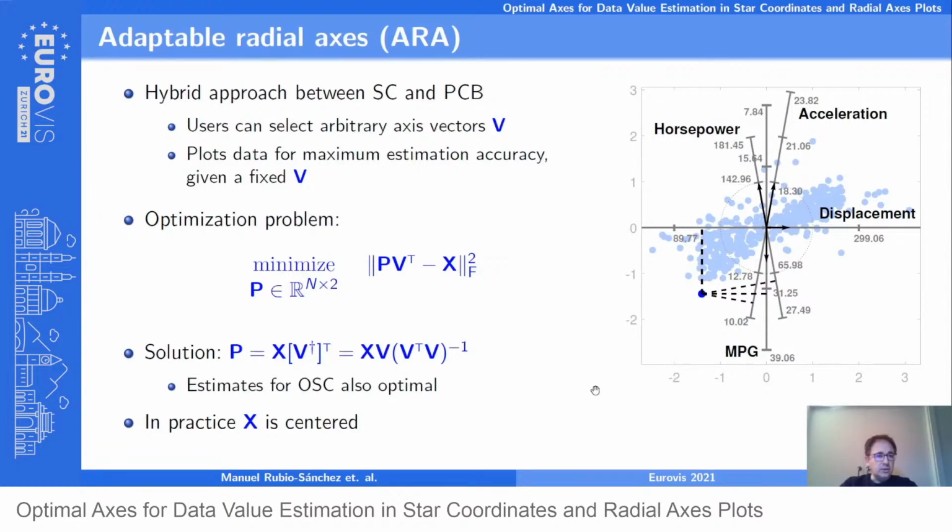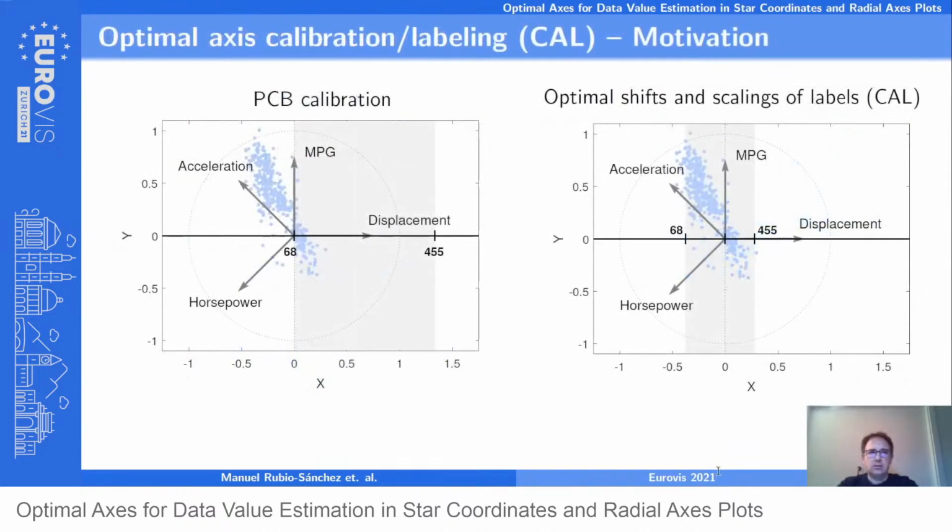So here you have the solution, and it's worth mentioning that the estimates for this technique are identical to the estimates for OSC. So having seen the diverse radial axis methods, the first section of the paper introduces how to optimally label the axis, or in other words, how to optimally calibrate the axis.